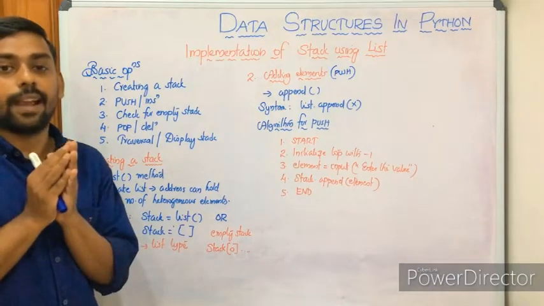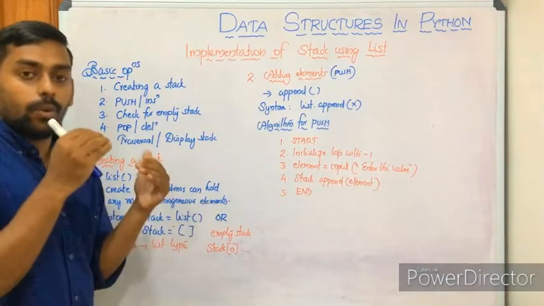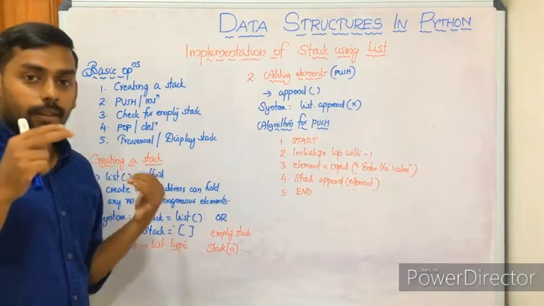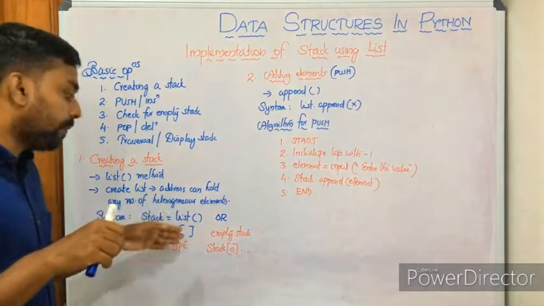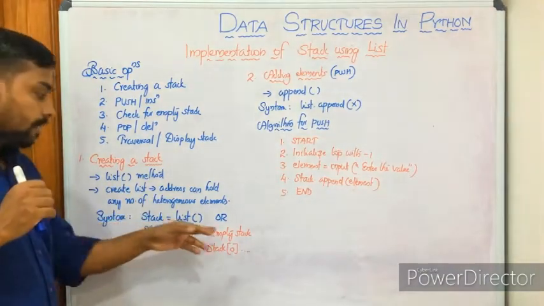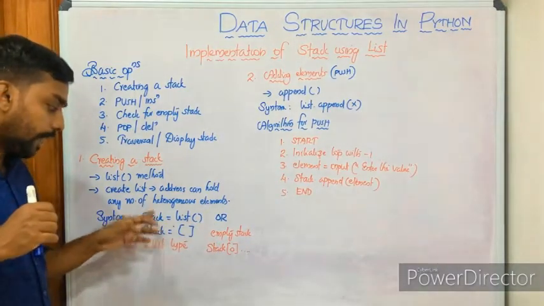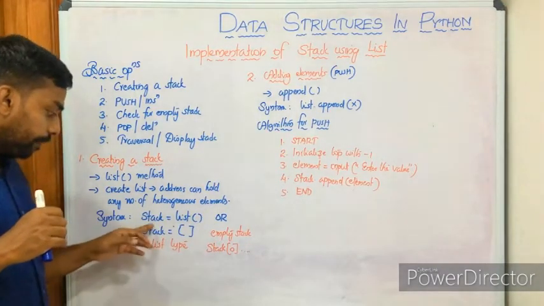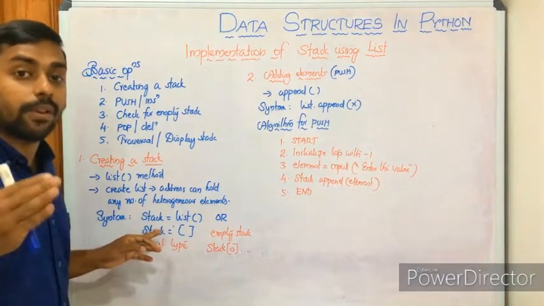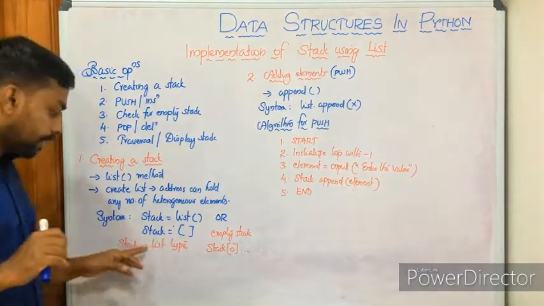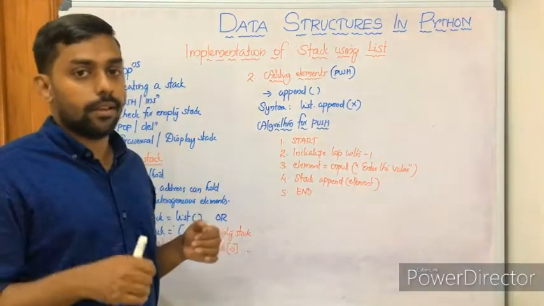We are creating the stack as a list because stack is only a concept, and we implement it through the list. We have two methods to create a list: one is using the list method, another is the normal method. Either method can be used, and it creates an empty stack. Here stack is simply a list, and through the operations we make it behave as a stack. Stack of 0, stack of 1, stack of 2 are the elements.